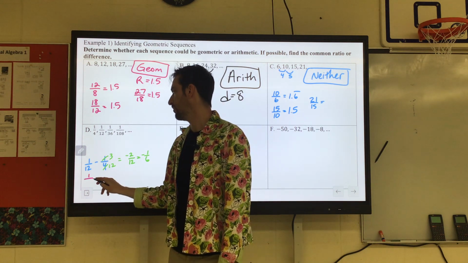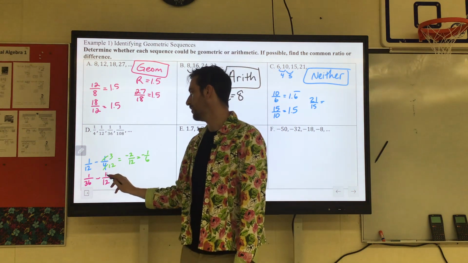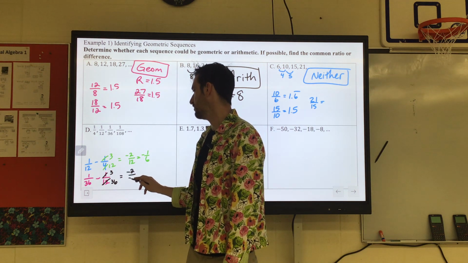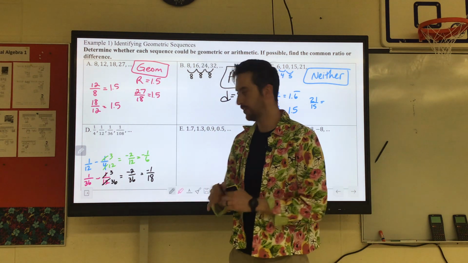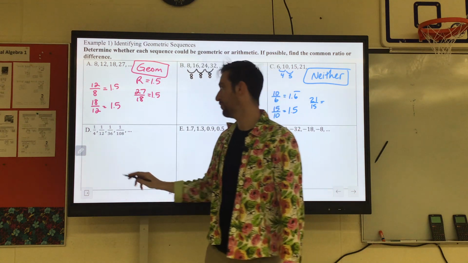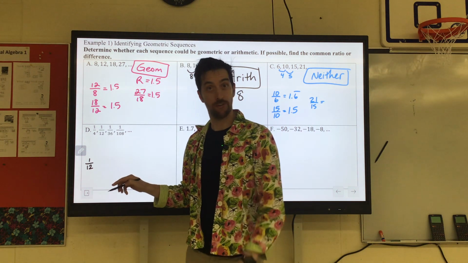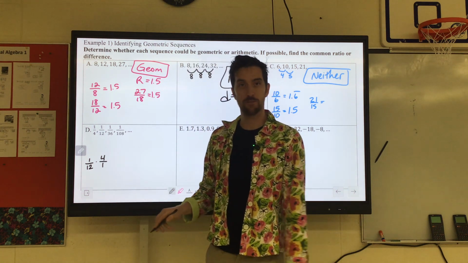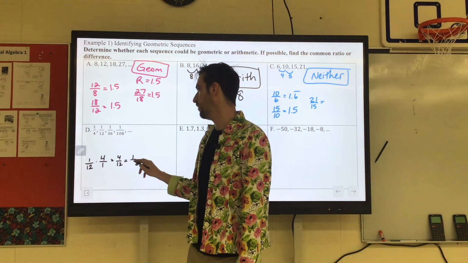So if I did 1/36 minus 1/12, get that common denominator, 1/12 would be 3 over 36. That would give us negative 2 over 36, which is negative 1/18. So arithmetic out. We got to check geometric. Remember, you do the term divided by the term before it. But if we're doing 1/12 divided by 1/4, ooh, dividing fractions, do the old keep, change, flip. So dividing by 1/4 is the same as multiplying by 4 over 1. This will give us 4 over 12, which is 1/3.